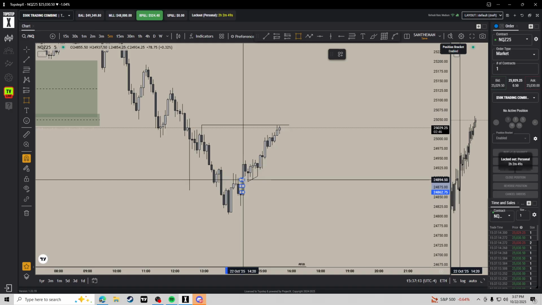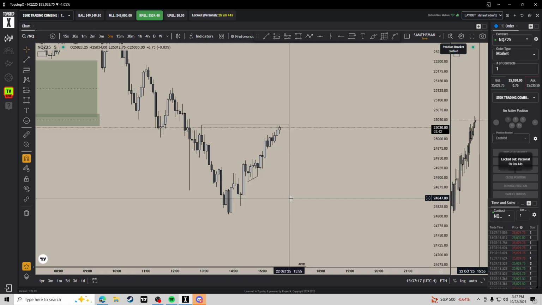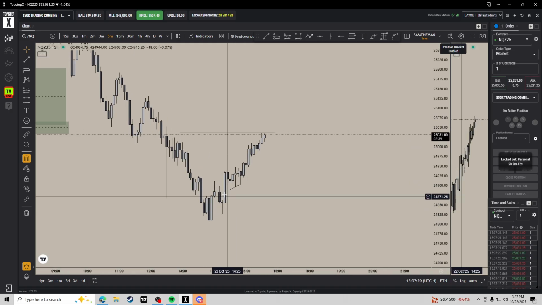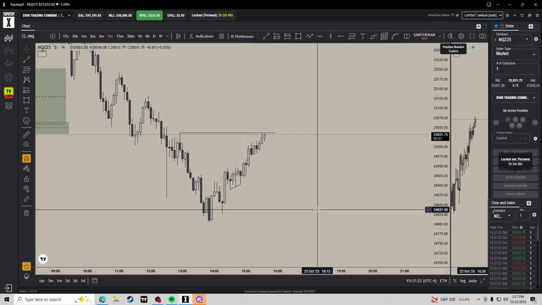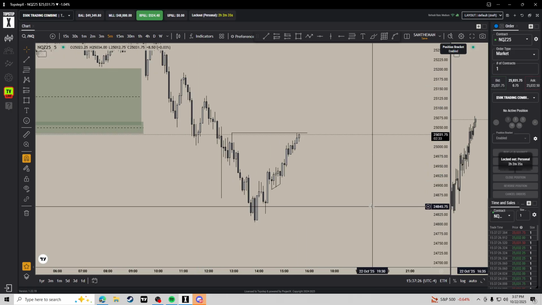Let's see, did we come back into the CE of this? We didn't. Okay. Yeah, I was trying to practice on this as well. I wanted to get back in that BPR, but it never came back. And we also had this low resistance on the 1-minute.